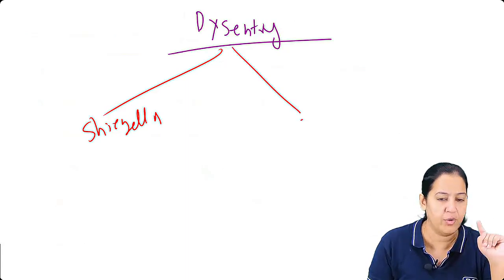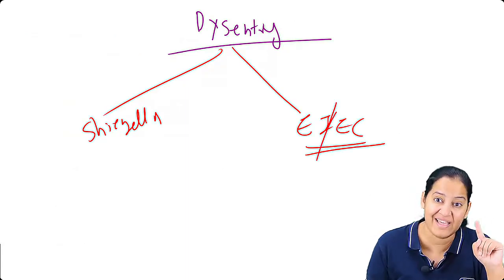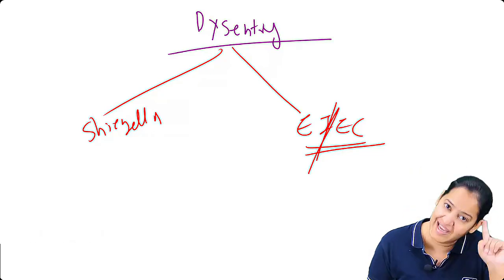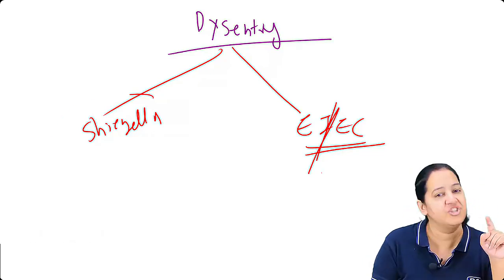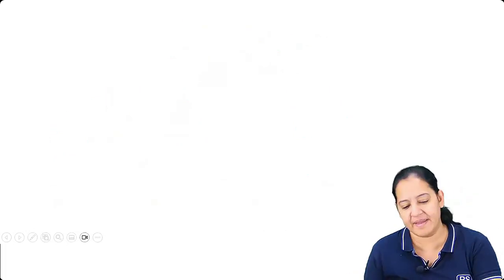One more I taught you. Say ma'am, EIEC. One of the E. coli. EIEC causes dysentery. So like EIEC, which invades and kills, Shigella also causes dysentery. So what is the mechanism of action?